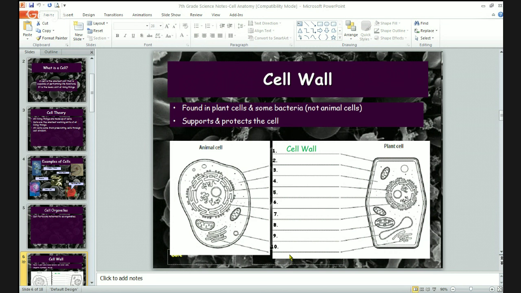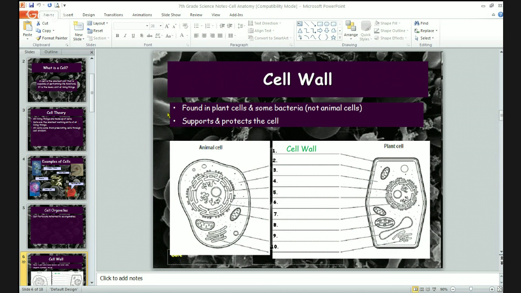Down below, you have some empty boxes. You need to find the cell wall, and you're going to write these two bullets in those boxes. It's found only in plant cells. Sometimes it's found in bacteria. Some primitive bacteria will have a cell wall. No animal cells will have a cell wall. So our cells in our bodies are not going to have cell walls.